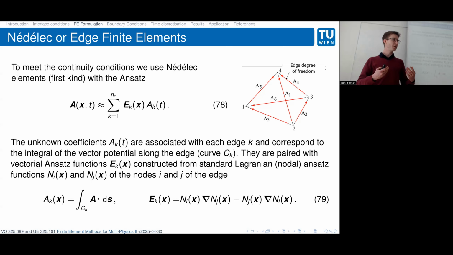So now the question is, how do we define these vector valued ansatz functions? And it turns out that you can compute them from the standard Lagrange type ansatz functions for nodal finite elements. So you can use the gradient of the ansatz function for node J and multiply it with the ansatz function for node I, minus the ansatz function for node J times the gradient of the ansatz function for node I. And this is the edge going from I to J.